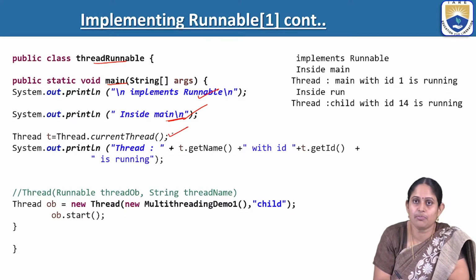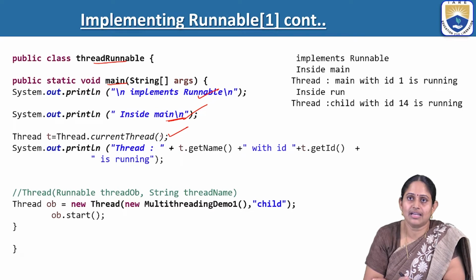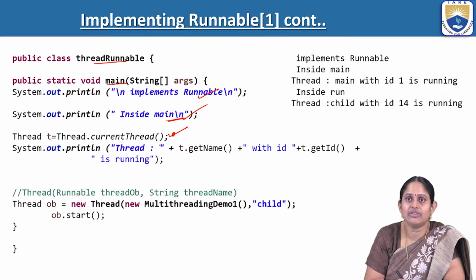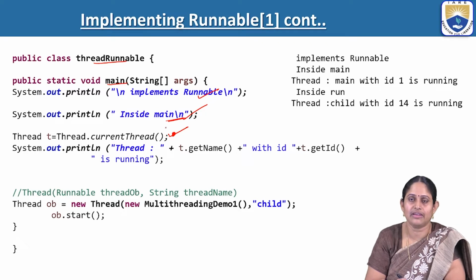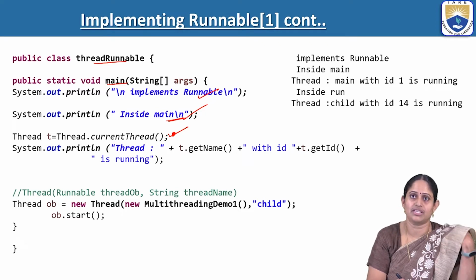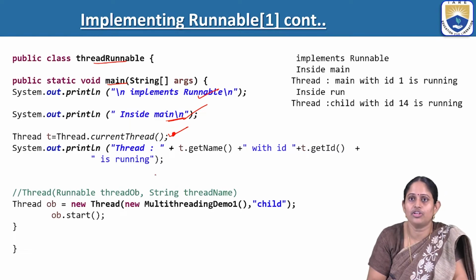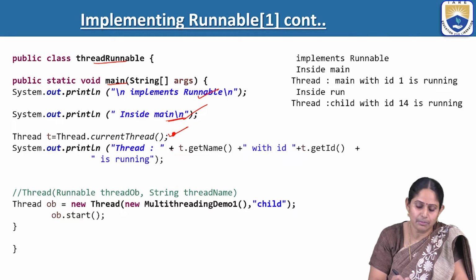And here at this point, again we are creating a reference to the currently running thread. So at this point, it is the main. Since the main has started executing, it will obtain the main thread's instance. So when we try to reference a thread object using the currentThread method, it will point you to the currently executing thread, which is our main thread.